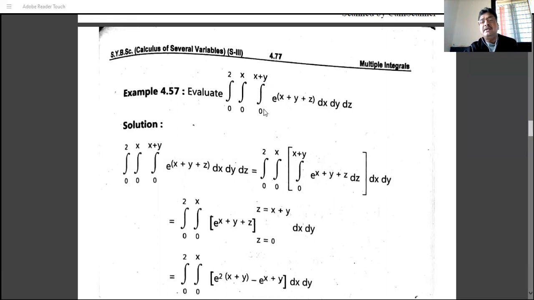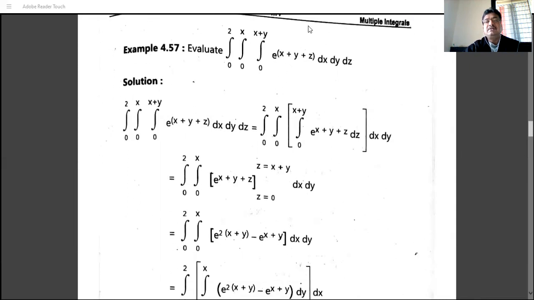So the order of integration is what? First integrate with respect to z, because the limit of z is in two variables. Then integrate with respect to y, because the limit of y is in terms of one variable. And the limit of x is constant, so lastly integrate with respect to x. So the sequence is dz, then dy, and then dx.